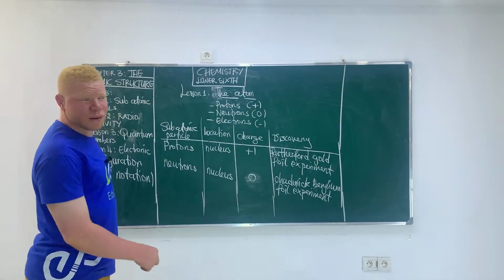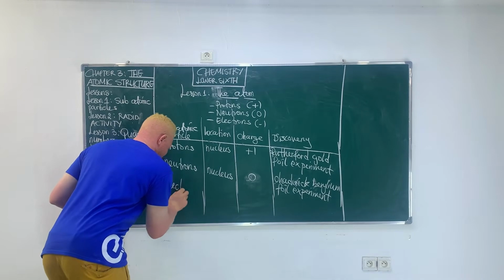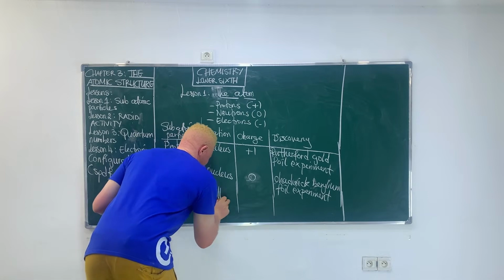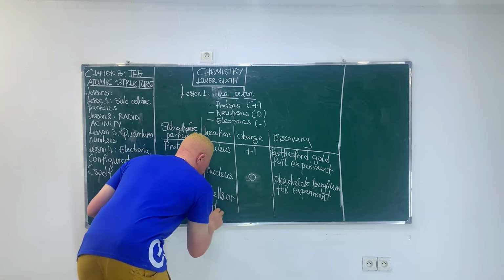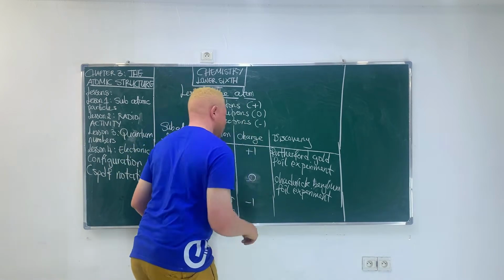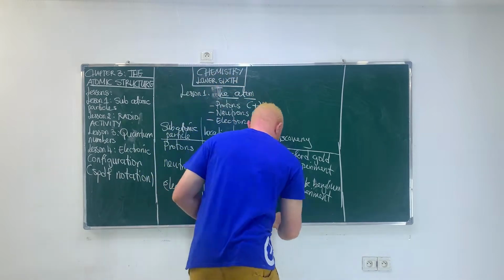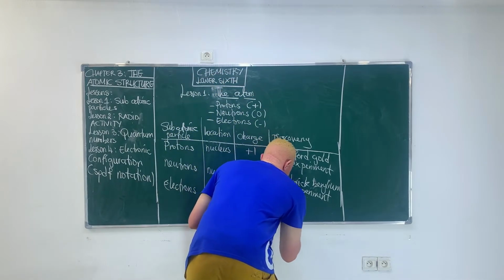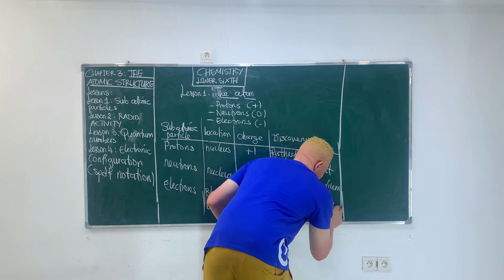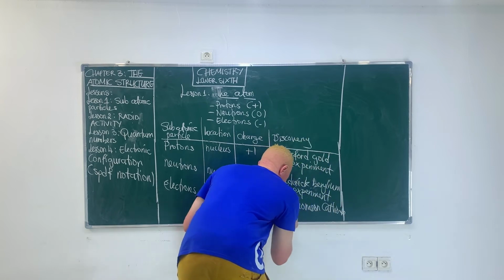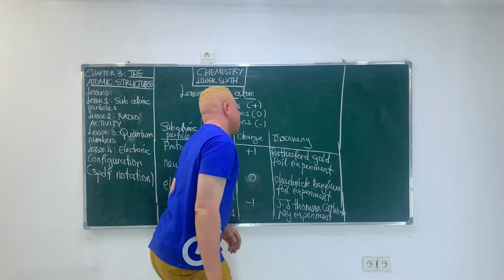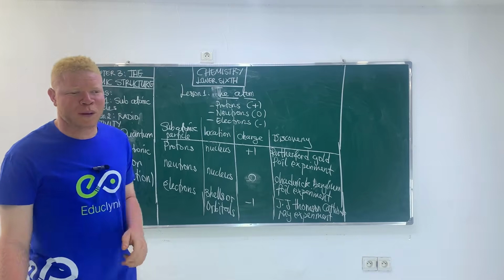Lastly, we have the electrons. Location: found in the shells or orbitals. The charge is -1. Discovered by J.J. Thomson, the cathode ray experiment. So that's a brief history of the discovery of subatomic particles.